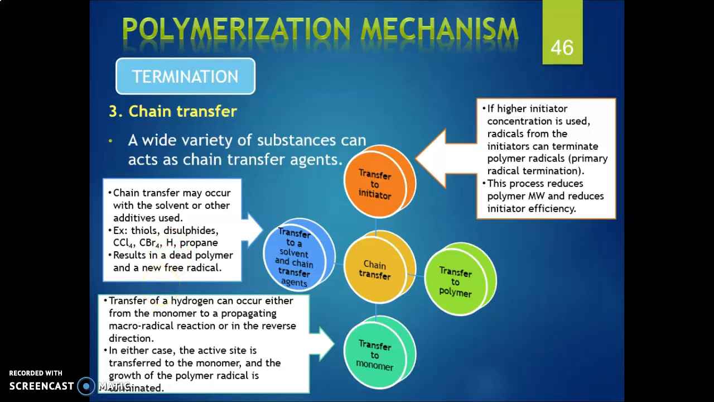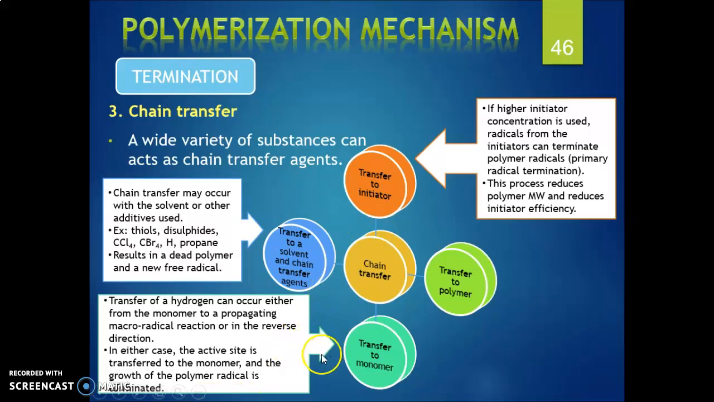For chain transfer to initiator, if higher initiator concentration is used, radicals from the initiators can terminate polymer radicals, which is primary radical termination. So this process reduces polymer molecular weight and reduces initiator efficiency.